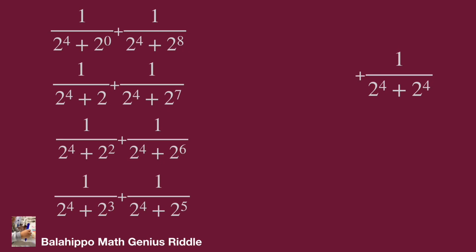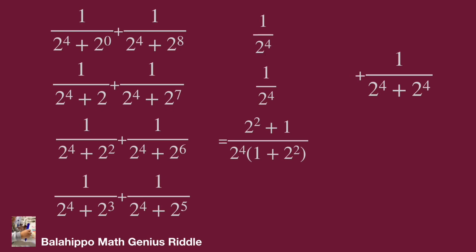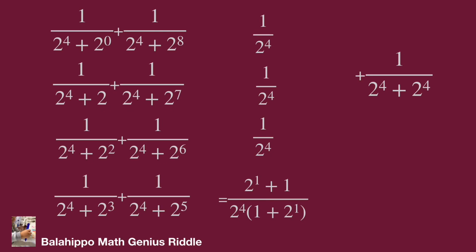Okay, back to our question. The first group equals 1 over 2 power 4. The second group equals 1 over 2 power 4. The third group adds up to 2 squared plus 1 over 2 power 4 times the quantity 1 plus 2 squared, which equals 1 over 2 power 4. The fourth group adds up to 2 power 1 plus 1 over 2 power 4 times the quantity 1 plus 2 power 1, which equals 1 over 2 power 4.